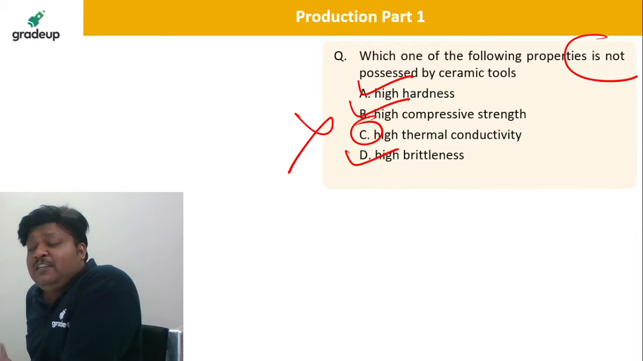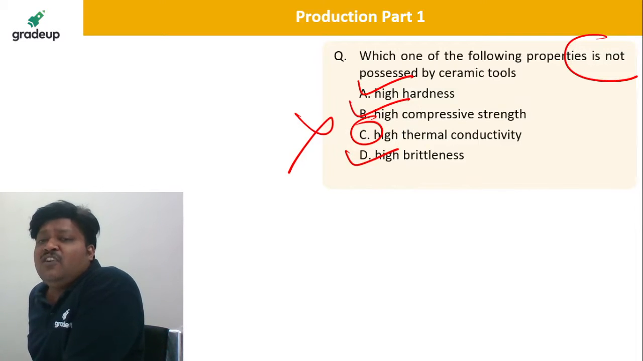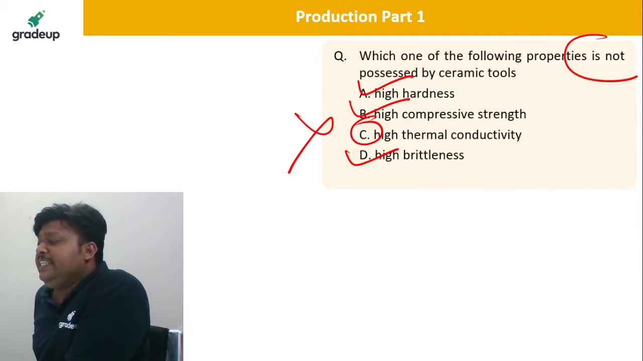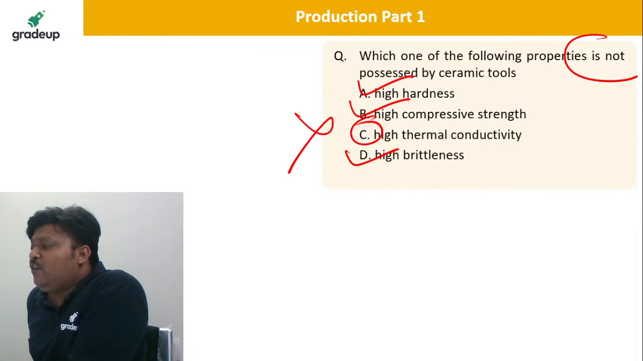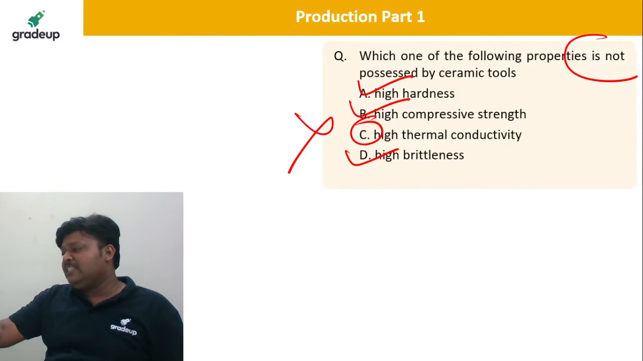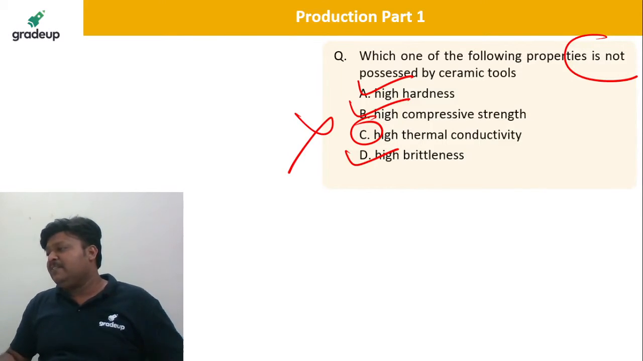Ceramics have good hardness, good brittleness, good compressive strength. They do not have high thermal conductivity. Very nice, all are correct. Oh my God, all are giving the correct answer, C. Still now no one has given me the wrong answer. Very good, dear.